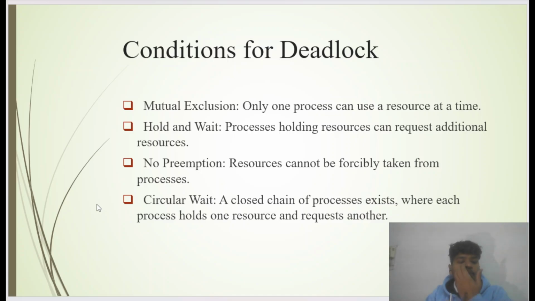Let us take an example. Process P1 is holding a file and is waiting for a printer, while process P2 is holding the printer and waiting for the file. The third one, no preemption. There cannot be any forceful preemption of resources. This is highly prohibited. The fourth one, circular wait. Let us take an example of three processes. Process P1 is waiting for a resource held by P2, P2 is waiting for a resource held by P3, and P3 is waiting for a resource held by P1. This creates a cycle and is known as circular wait.